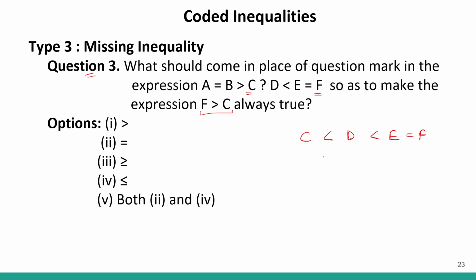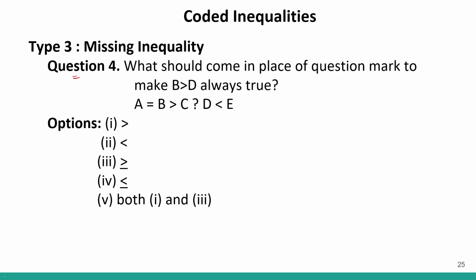We can have this sign, correct? We can have this sign. We can have this sign. 3 signs we can have. 1, 2 and 3. 3 possibilities are there. Either of the 3 signs will do the job, will make F greater than C. So if I look at the options, option number 2 has equal to sign, correct? And option number 4 has less than equal to sign, this one, correct? Option number 2 has this sign and option number 4 has this sign. So my answer will be option number 5, both 2 and 4, correct? This will be my answer. Clear? Okay?